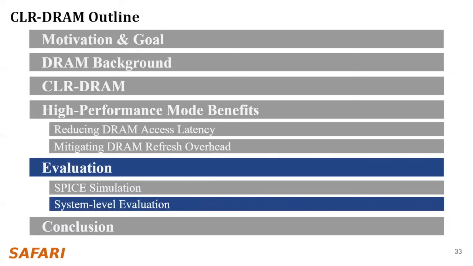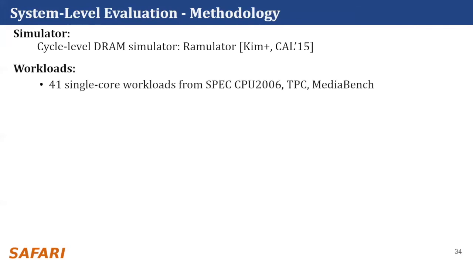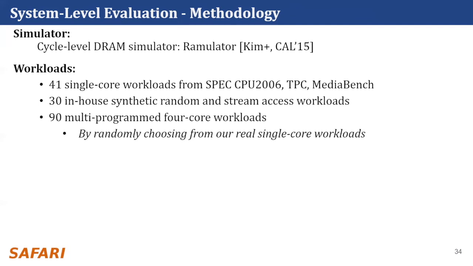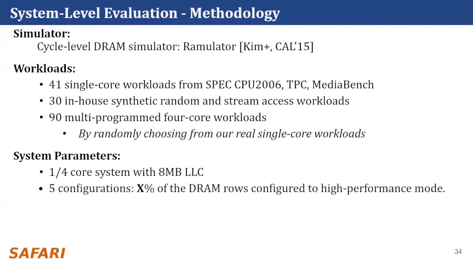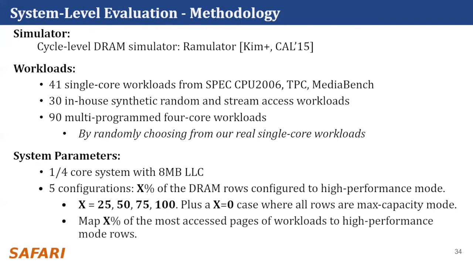We evaluate the system-level performance and DRAM energy impact of CLR-DRAM. We use Ramulator, a cycle-level DRAM simulator, to evaluate the system-level performance of CLR-DRAM. We analyzed 41 real single-core workloads from benchmark suites, 30 synthetic random and stream access workloads, and 19 randomly chosen multi-programmed 4-core workloads. We model 5 configurations of CLR-DRAM. Each configures a different portion of all the DRAM rows to high-performance mode. For each configuration, we also map the same portion of the most accessed pages of the workloads to high-performance mode rows.